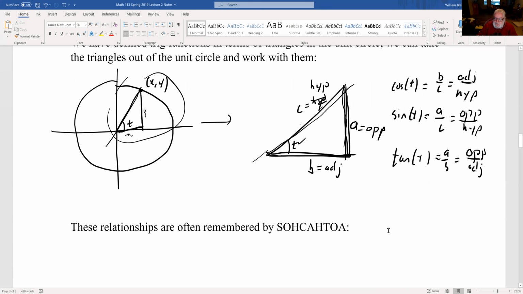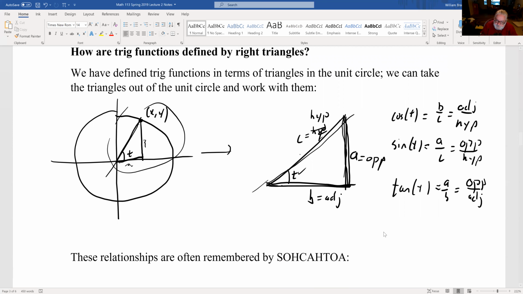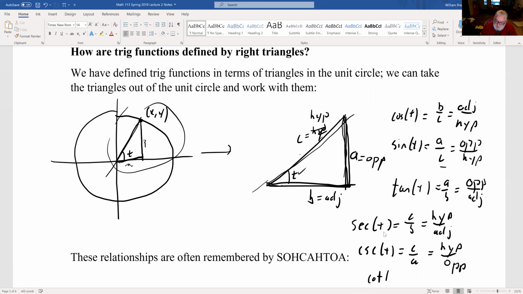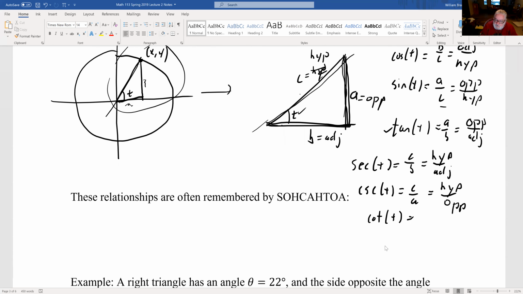Right, what are the other 3? Well, secant is 1 over cosine, so it's going to be c over b, which is hypotenuse over adjacent. Cosecant is 1 over sine. It's the reciprocal of sine. So that's C over A, which is hypotenuse over opposite. And cotangent is the reciprocal of tangent. So that'll be B over A, which is opposite over adjacent. Oh, sorry, adjacent over opposite.